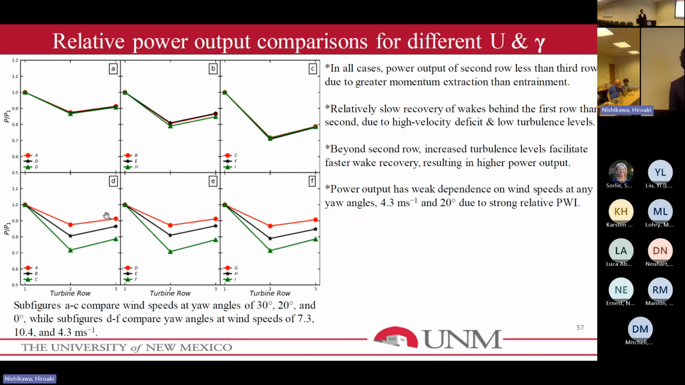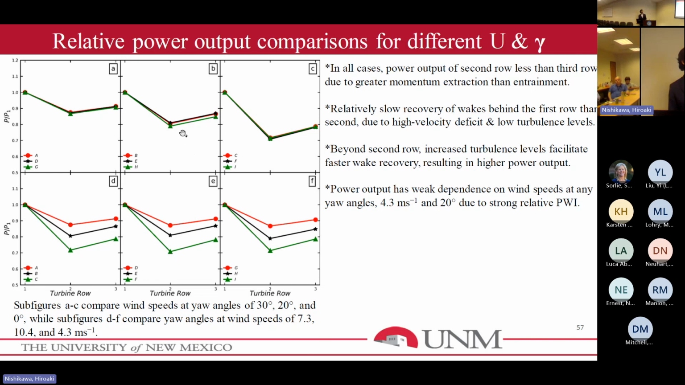But one thing to notice from here is that the second row produces less power than the third row, because the first row feels a lot of velocity deficit and low turbulence levels. So the wake doesn't recover as fast for the second row of turbines. But as we go downstream, it has more time and more mixing, and the wake recovers faster for the third row and subsequently for the other downstream rows.